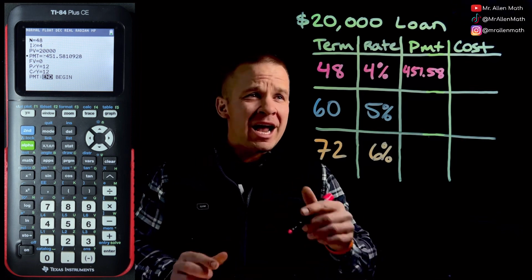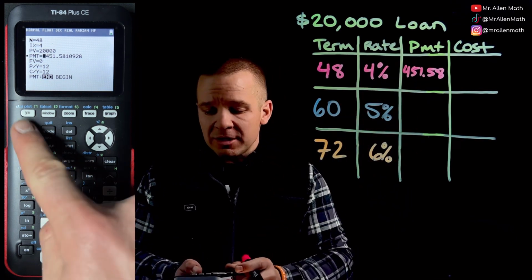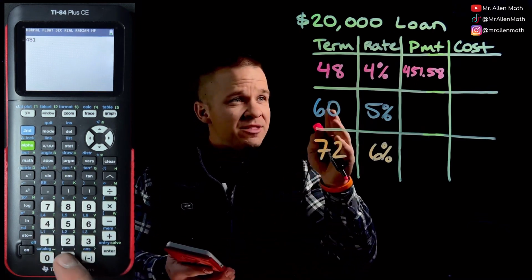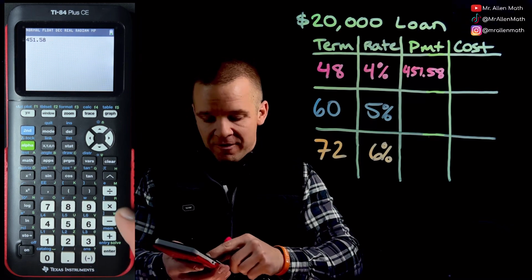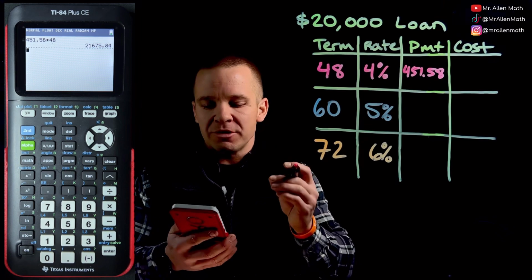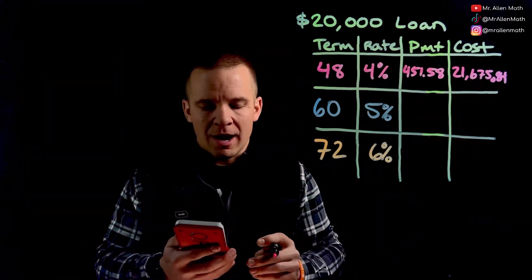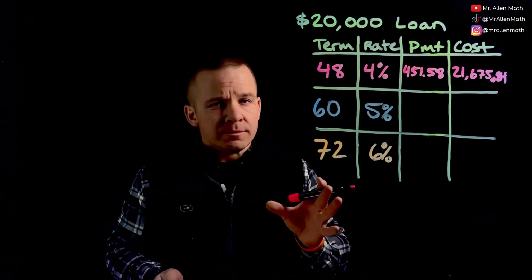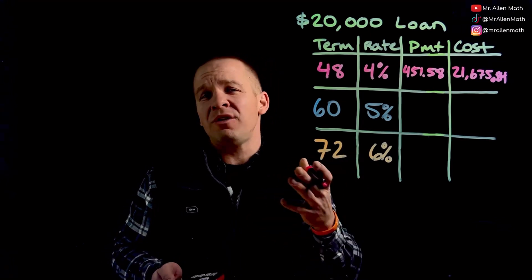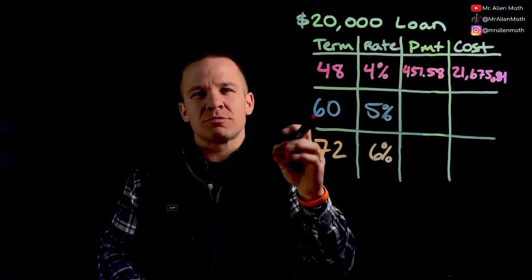Now, if this is a 48-month loan, I would have 48 of those payments. So let's quit out of our TVM solver, and we're going to do 48 times that 451.58. And then we're going to have our total cost, which is $21,675.84. All right, there we go. Total cost of a $20,000 loan. So we got an extra $1,675.84 is what it cost to borrow that $20,000 at that interest rate for that amount of months.